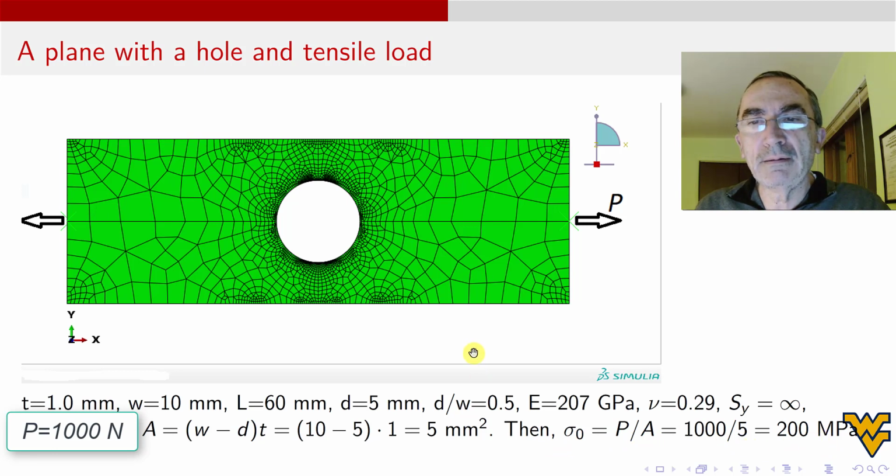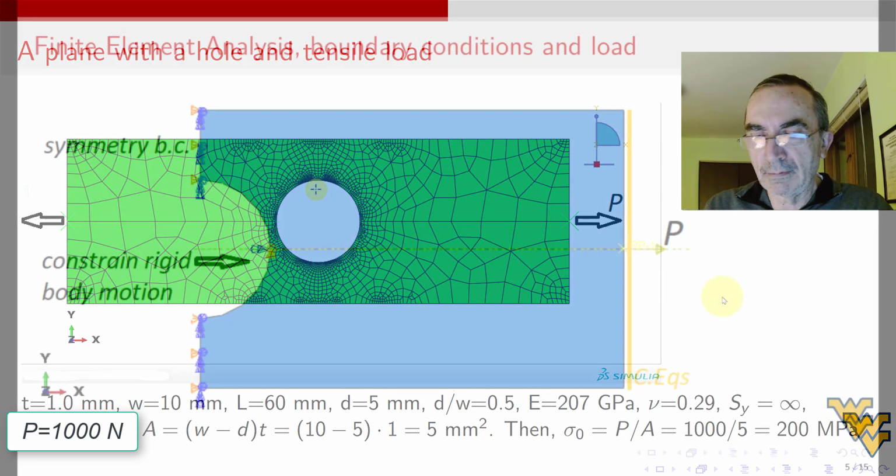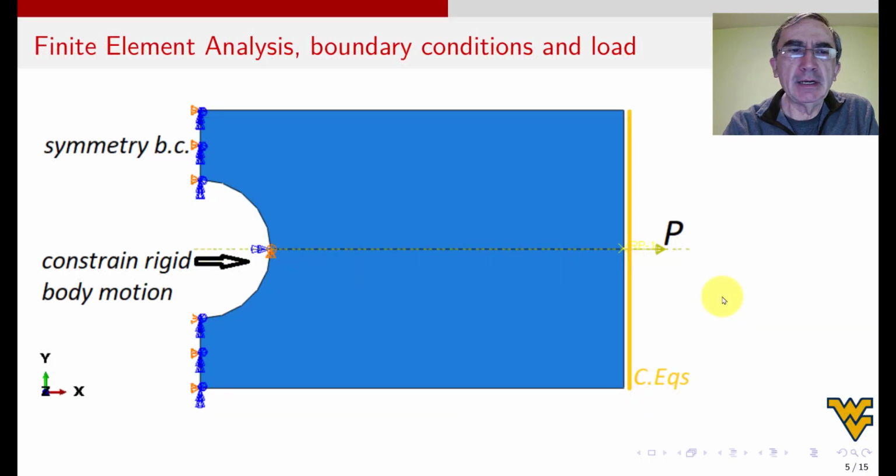And then when I do sigma equals P over A, 1000 over 5, 200 MPa, okay? So the stress in this region, with the mechanics of material, should be 200, but it's more because there is the hole, and the hole is a stress raiser, and you'll see it's more.